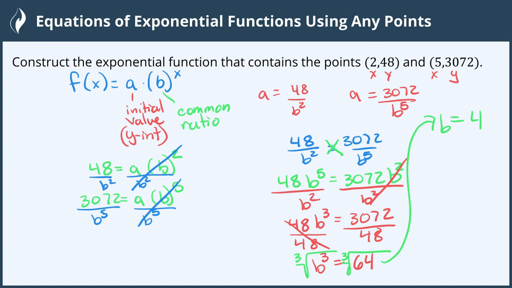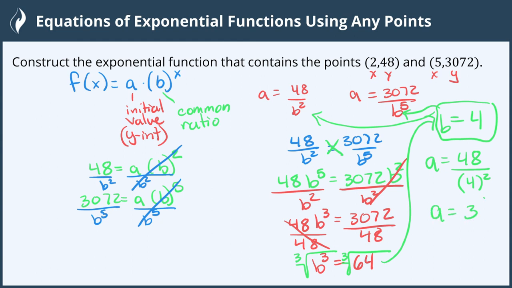And now that we have b, we can find a by substituting b into either of our equations here. I'm going to choose the smaller of the two to make things a little easier. a equals 48 over b squared, substituting 4 in for b. b squared is 16, and 48 divided by 16 gives us 3, so a equals 3.